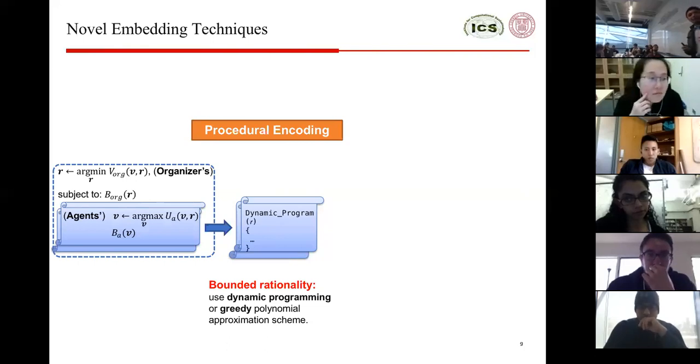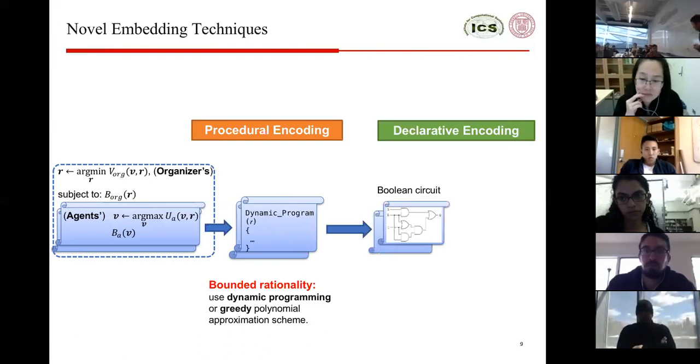And although it runs in polynomial amount of time, this polynomial approximation scheme still doesn't fit quite well with this bi-level optimization problem, because to solve it, you still have to go through every possible reward allocation, and there are exponentially many of them. And for each reward allocation, you compute what decisions the agents will take. And then you go through all these different reward allocations and see which one is the best. So it still doesn't fit quite well in terms of solving this bi-level optimization problem.